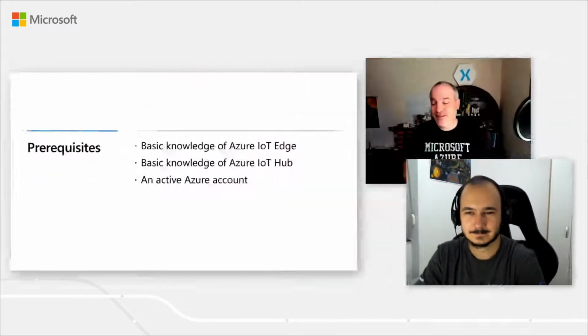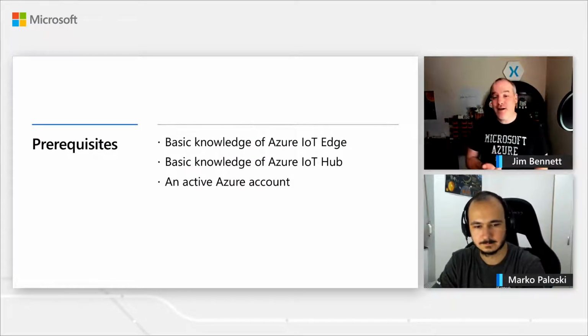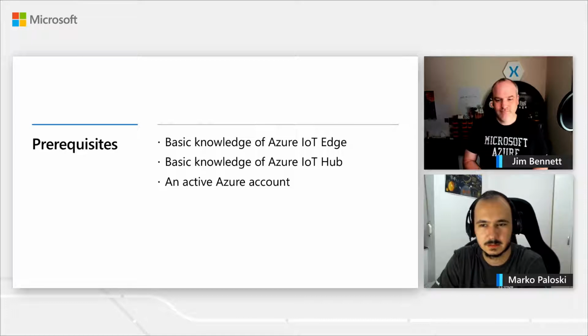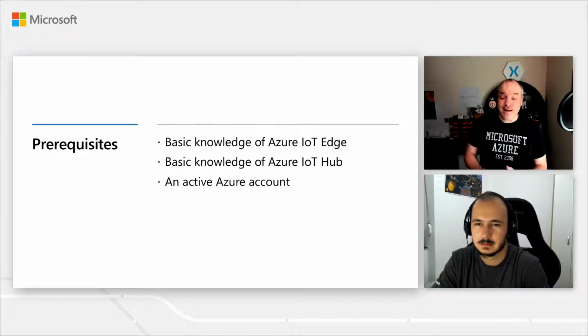Yep, so I'm prepared. You're all prepared. As long as you've got a cloud account, you're prepared. Yeah. Now, there are some prerequisites for this course. You say you're prepared. There are some prerequisites for this. You need a basic knowledge of Azure IoT Edge, a basic knowledge of Azure IoT Hub, and an active Azure account. Do you have those? I have one active Azure account, but how can we create or receive an Azure account if we don't have one?